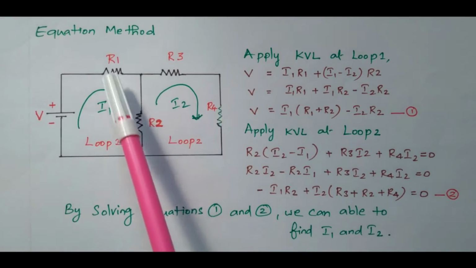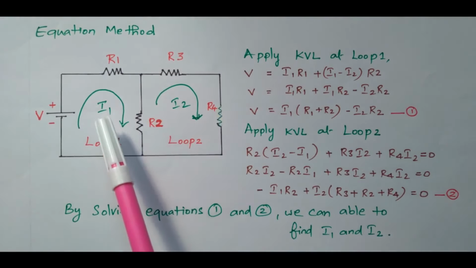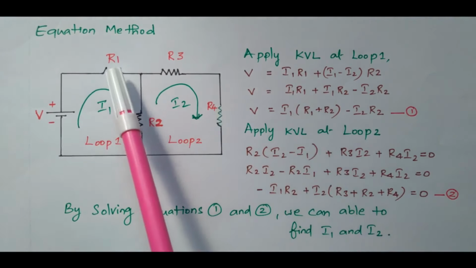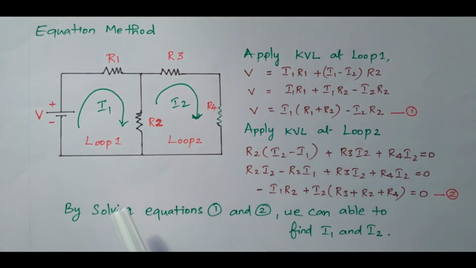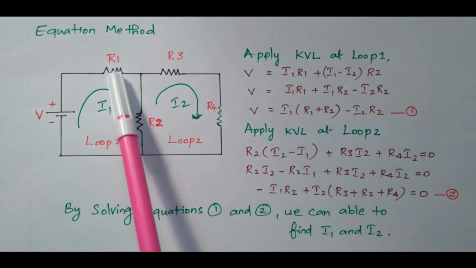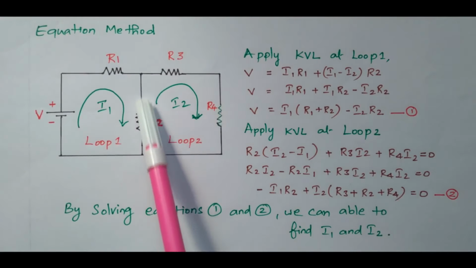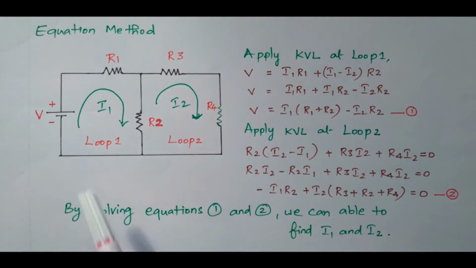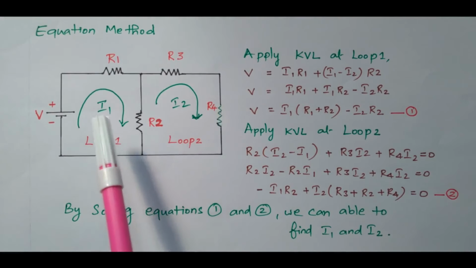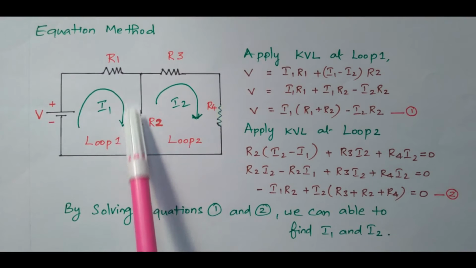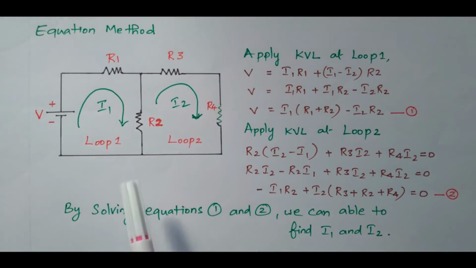What is the potential drop across this? V equals IR. The I value is I1 and the R value is R1. So the potential drop across this resistor is I1 R1, because I1 is flowing through resistor R1. Then we have one more resistor. What is the potential drop across R2? R2 is connected between loop 1 and loop 2. It's a common resistor connected between loop 1 and loop 2.